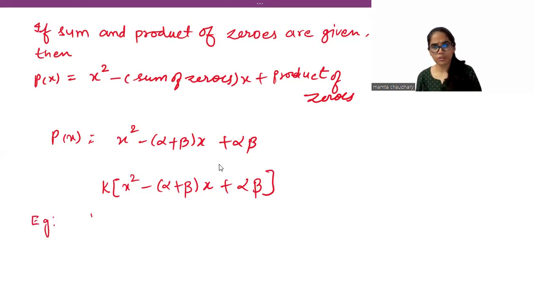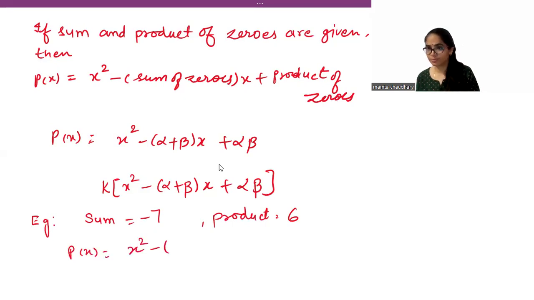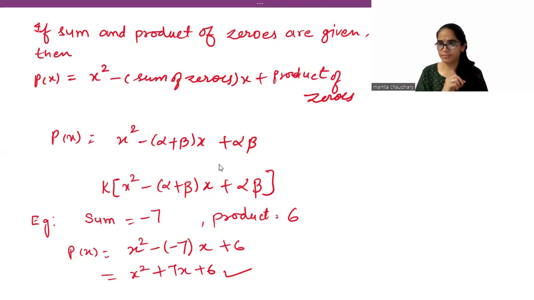Let's suppose sum is minus 7 and product is 6. You need to find the quadratic polynomial. How to find? Polynomial in x equals x square minus sum into x plus product. Okay. This will be what? x square plus 7x plus 6. So this will be the desired answer.